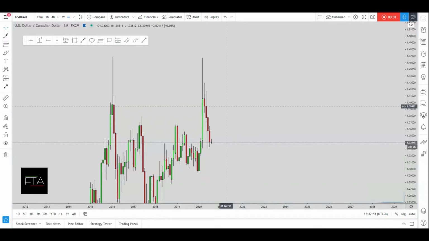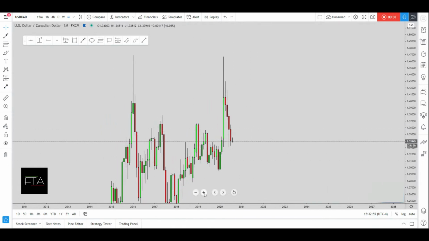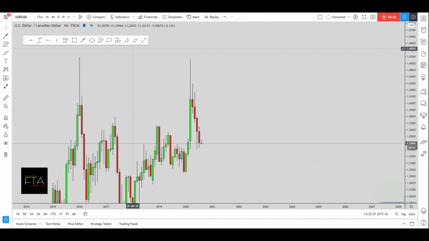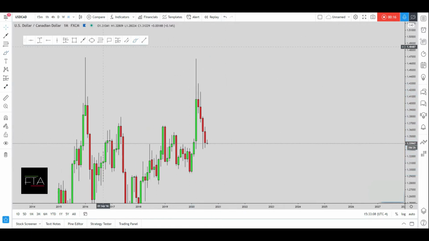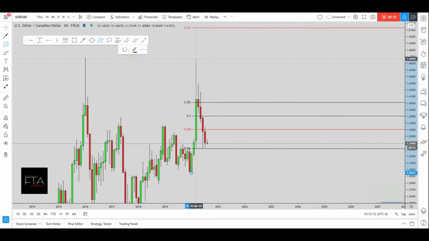Okay, so let's make a full breakdown of the situation that we currently have on USD CAD. Now, from a monthly perspective, what we have is a market that clearly has created a nice impulse to the upside, followed by this retracement. Now, if we want information on this retracement, what are we supposed to be doing?